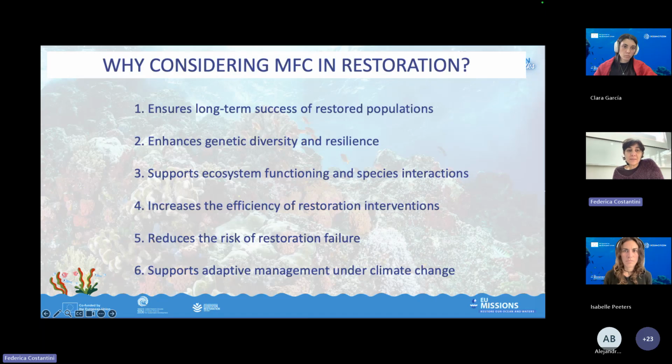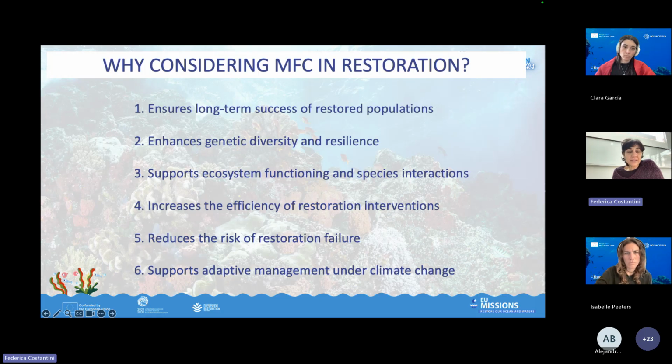So considering marine functional connectivity in restoration ensures the long-term success of the restored population. In fact, if restored populations are not connected to other healthy populations through larval dispersal, gene flow, or movement of adults, they may fail to persist. So marine functional connectivity helps identify source and sink populations and ensures restored areas receive sufficient natural replenishment.